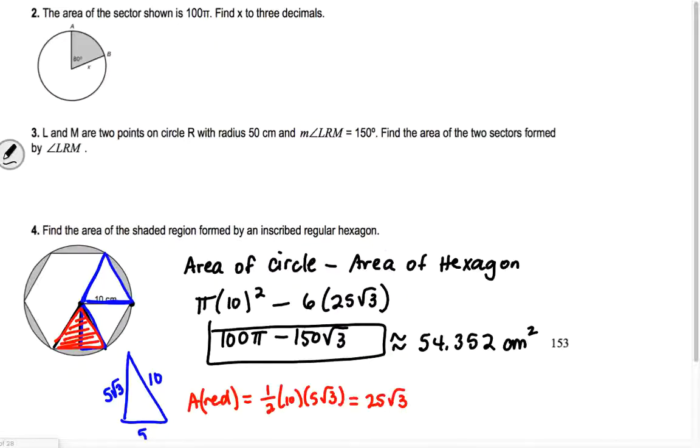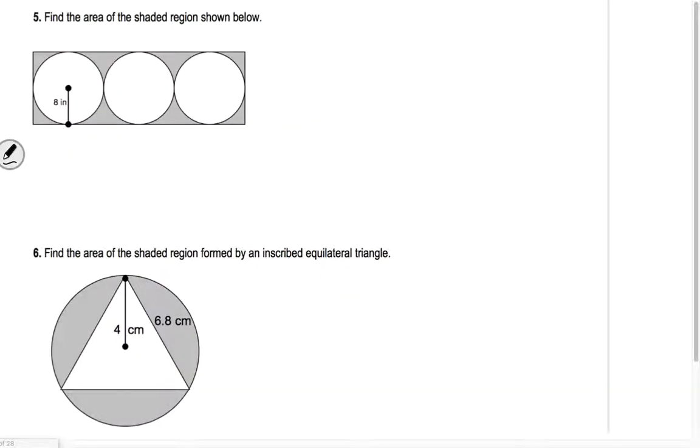Oh, maybe not. So we got a couple more of these area ones. Something like this. We have 3 circles within a big rectangle. Okay, so we would do the same thing. We're going to find the area of the rectangle minus the area of 3 circles.